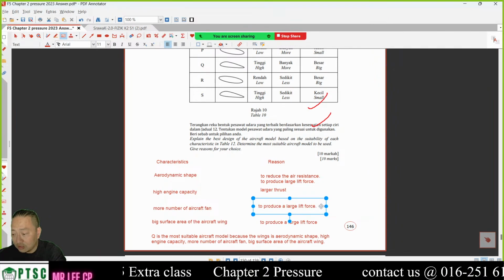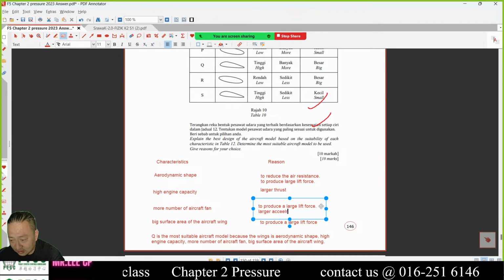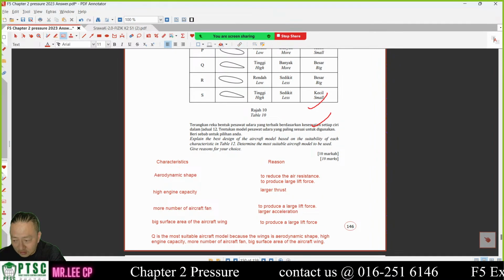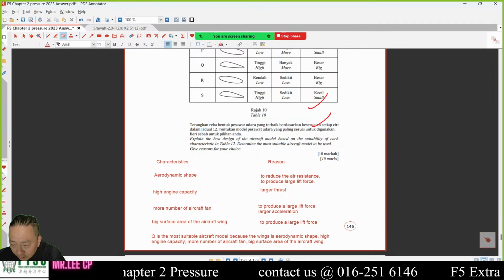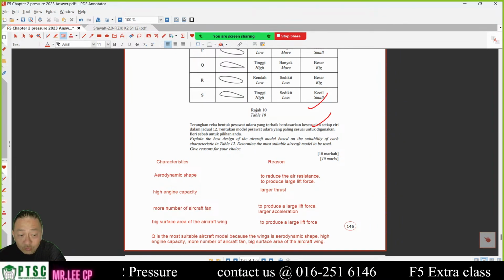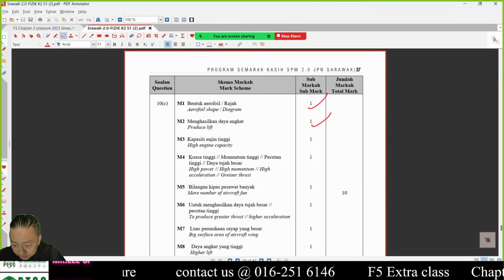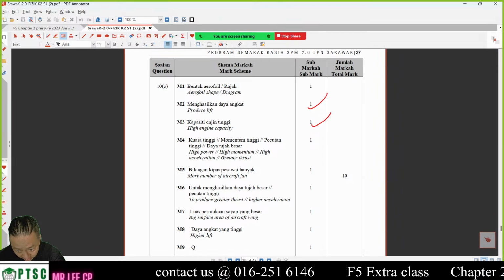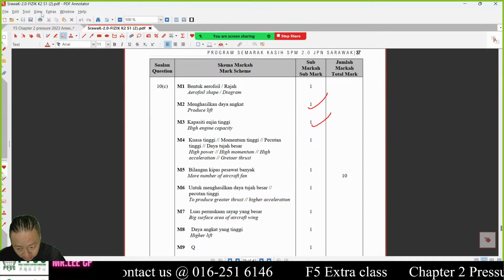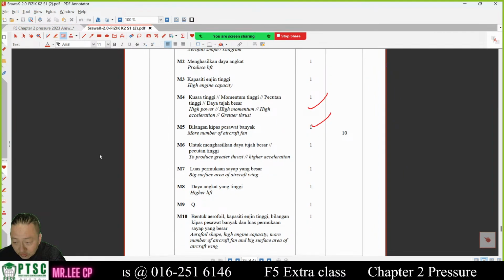So they want a larger acceleration. They want this, so this one is not giving me the mark, right? The lift force, right? More number of fans, they want move faster or a larger acceleration. You see the mark here, right? Greater thrust or higher acceleration. So now big surface area. So produce a larger wing, larger lift force. And then lastly, repeat one more time.